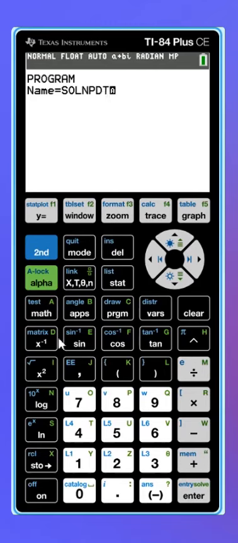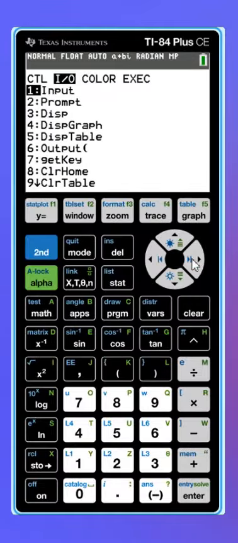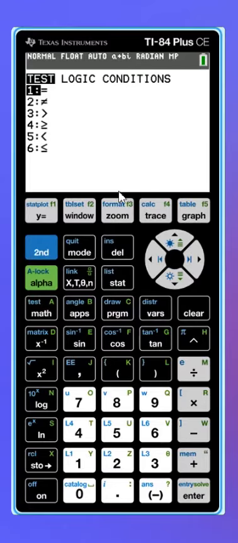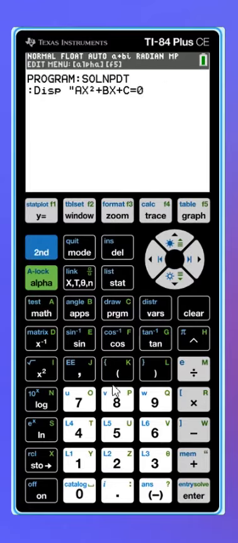SOLNPDT. Again, weird names because I can only use 8 characters. And in order to do this, we want the user to make sure that they have their quadratic in this form. So it's going to be AX² plus BX plus C to get equals. I'm going to do second math to get the test menu equals 0.